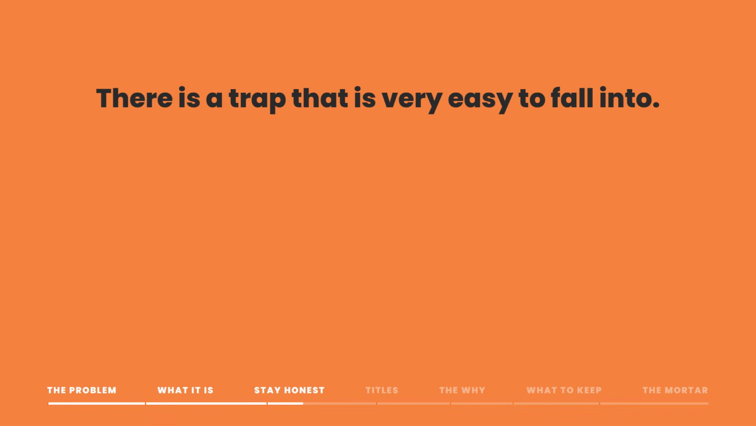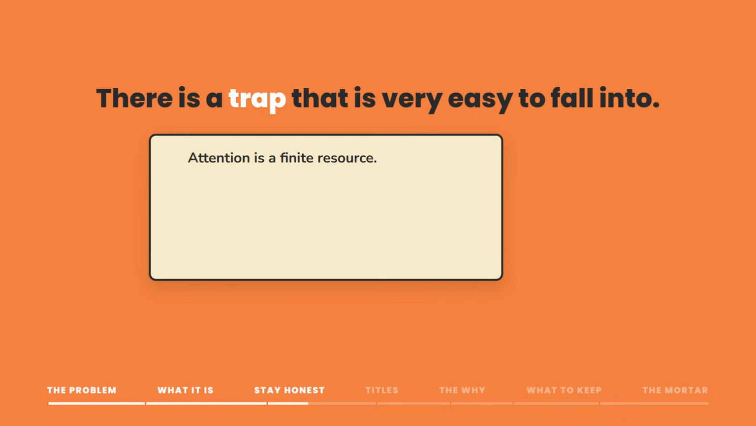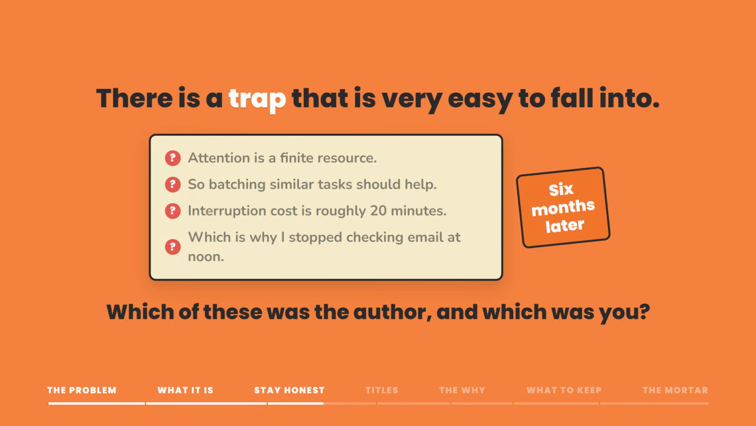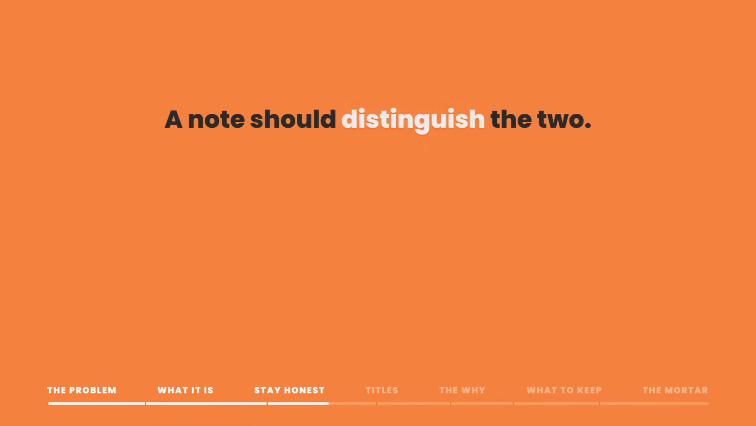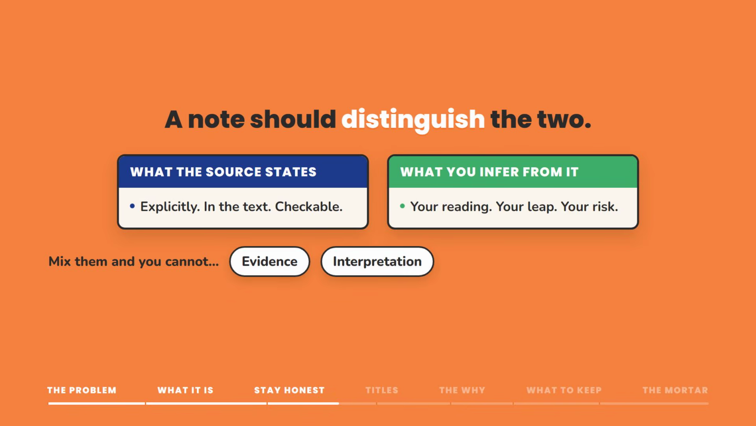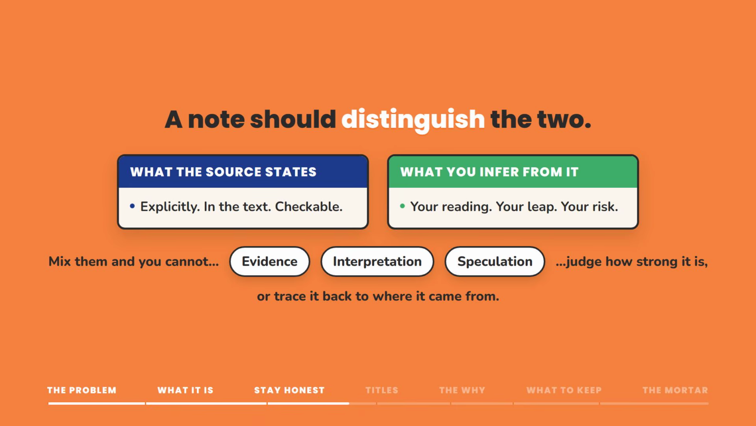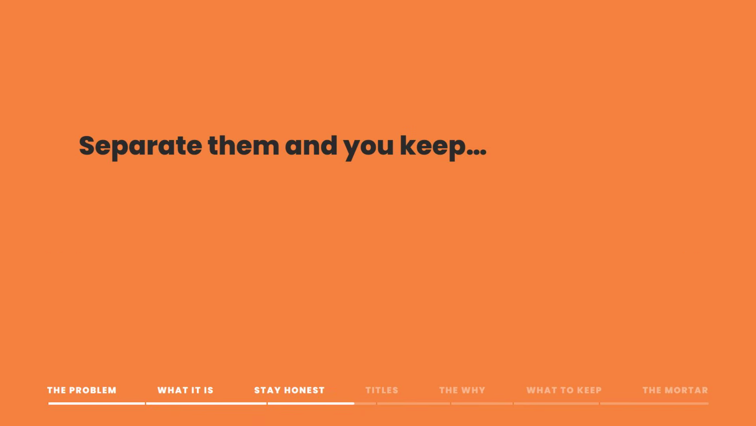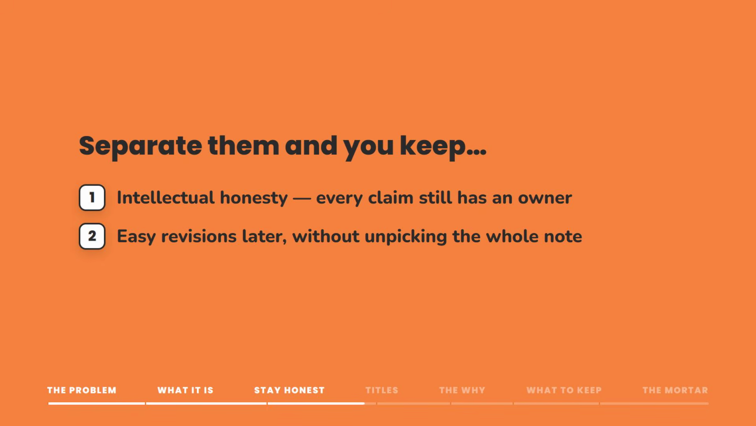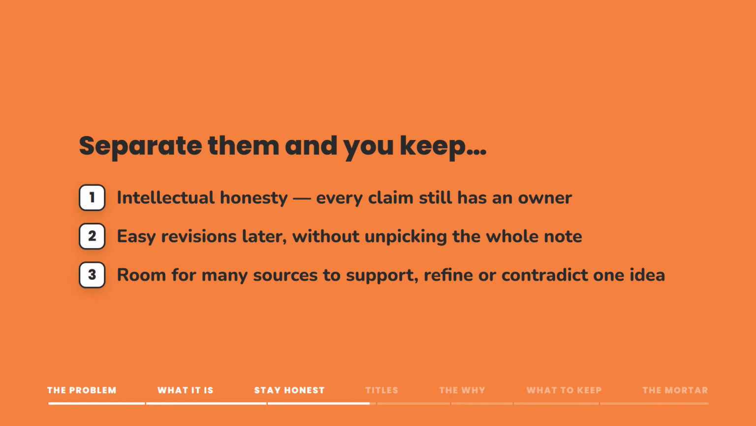For notes written based on sources, there is a common trap that is easy to fall into. When writing a note from a source, you write down what the author said and then immediately add what you think. But 6 months later, you cannot really tell what is what. An atomic note should clearly distinguish between what a source explicitly states and what you infer from it. Mixing evidence, interpretation, and speculation makes it difficult to evaluate the strength of an idea and trace it back to its origin. By separating an author's claims from your own conclusions, you preserve intellectual honesty and make later revisions easier and allow multiple sources to support, refine, or contradict the same idea without confusion.